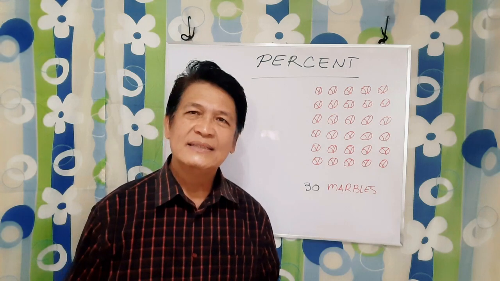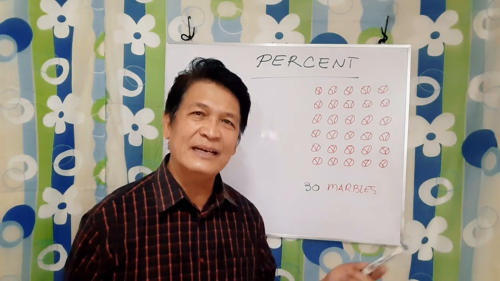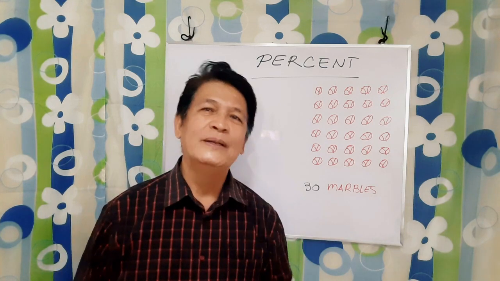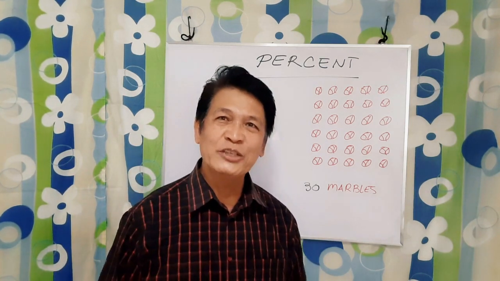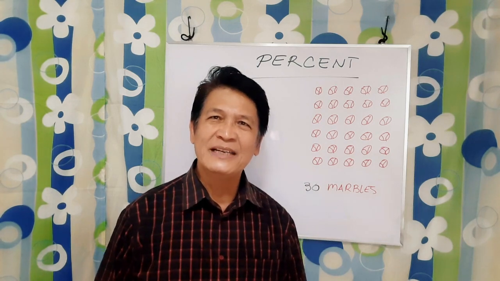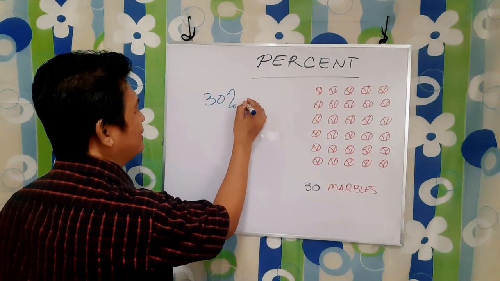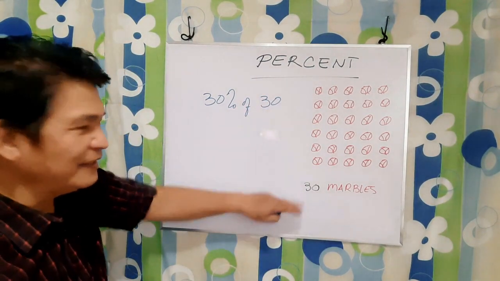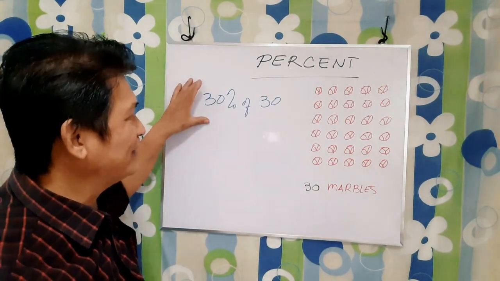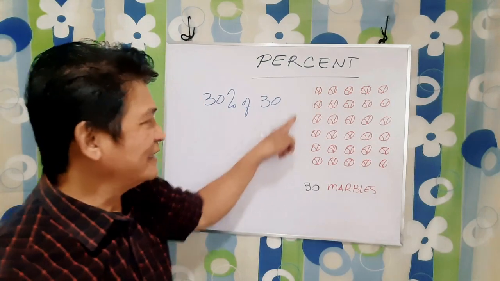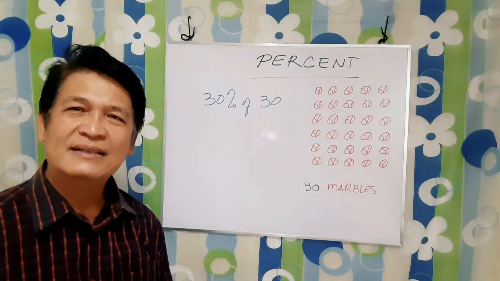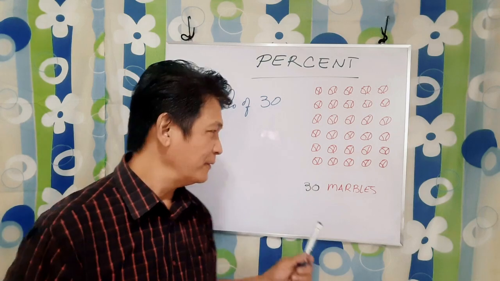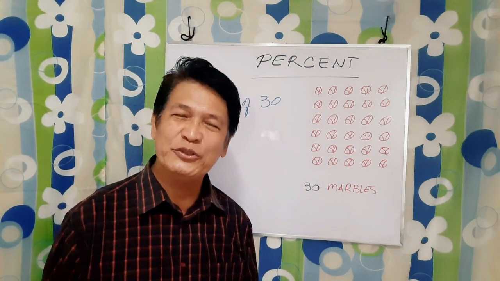Okay, let us now discuss how we apply percents in our daily life. For example, you have 30 marbles and you want to play with your friend and he does not have any marble. And you said, okay, play with me and I will give you 30% of my marbles. You're going to give your friend 30% of your marbles and you have 30 marbles. Now your 30% represents a certain amount of your marbles. How do we calculate 30% of your 30 marbles? So how much are you going to give your friend?